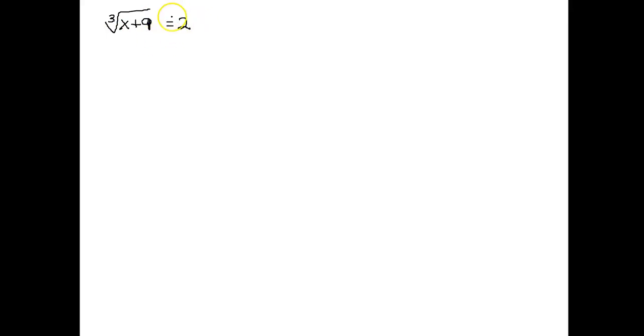2 is over on the right side. So next we're going to eliminate the radical. Since it's a cube root, we're going to cube both sides of this equation. Whatever the index is in that radical, that's what you're going to use as your exponent here. That's the power you're going to raise both sides to. So look carefully at that index. All right, so the cube root and the cube cancel each other out, leaving you with x plus 9 equals 2 cubed, or 8. Subtract 9 from both sides, you get negative 1.